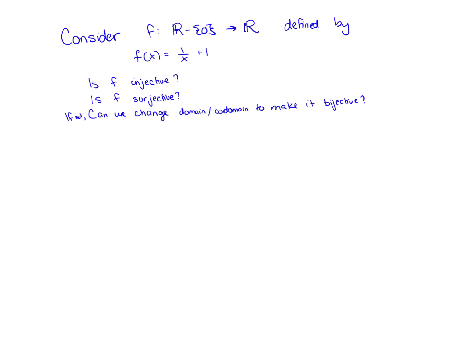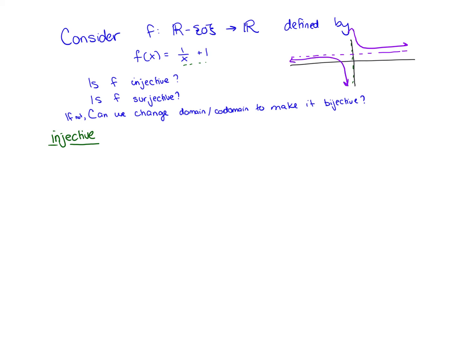Okay, so for injective, I want to see if there's two different elements that get mapped to the same element. I can think about the graph of this function to give me some intuition about whether or not it should be injective or surjective. I know 1 over x has an asymptote at 0, and then I'm going up by 1, so I'm going to have a horizontal asymptote at 1. So it's going to look something like this and this.